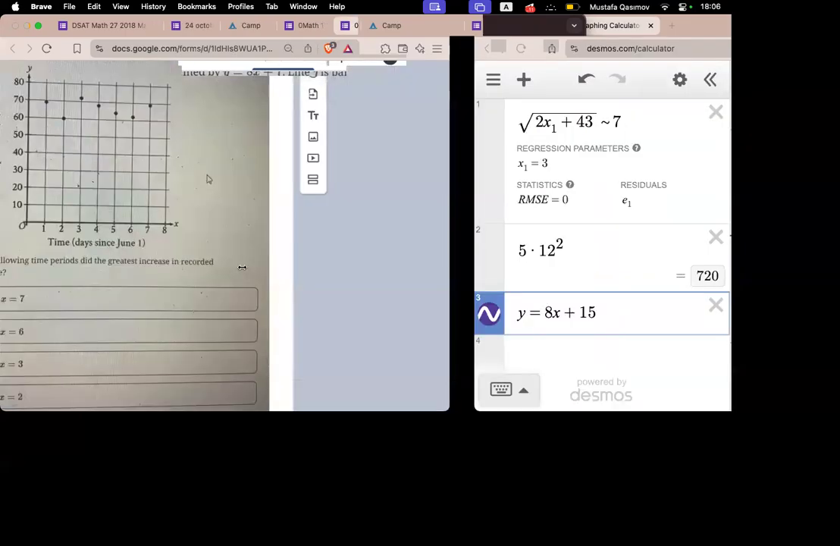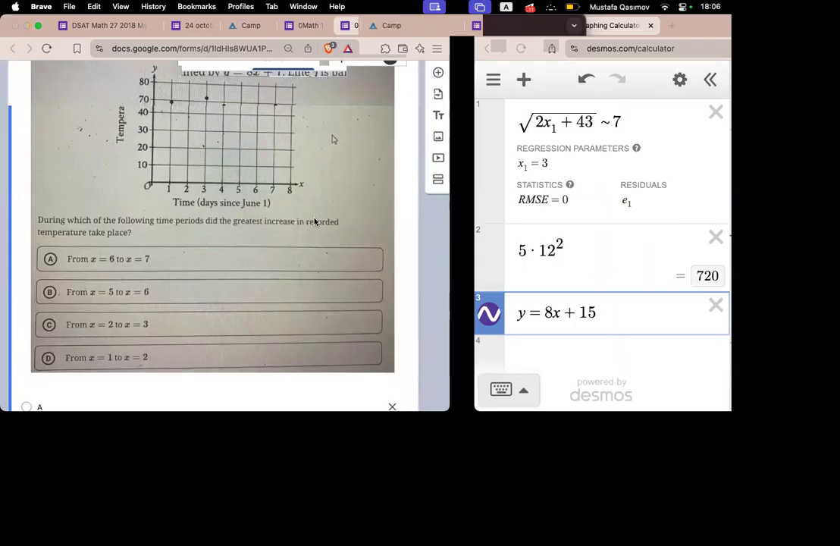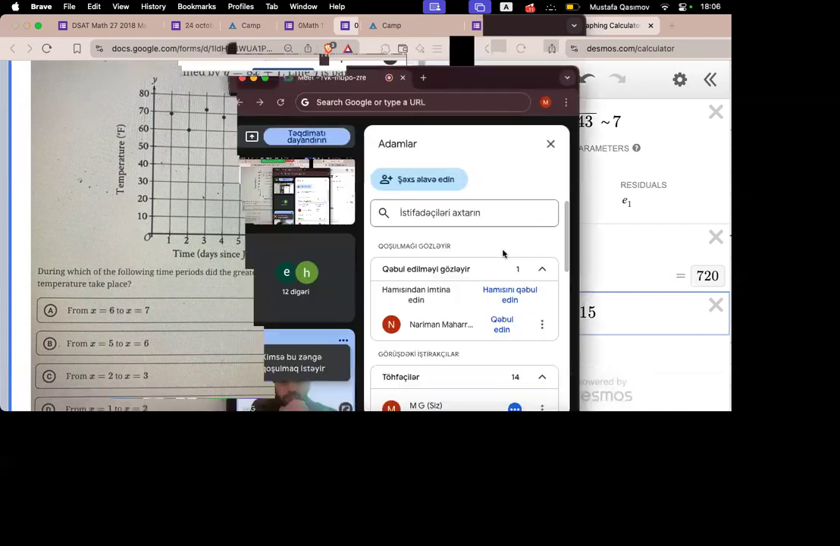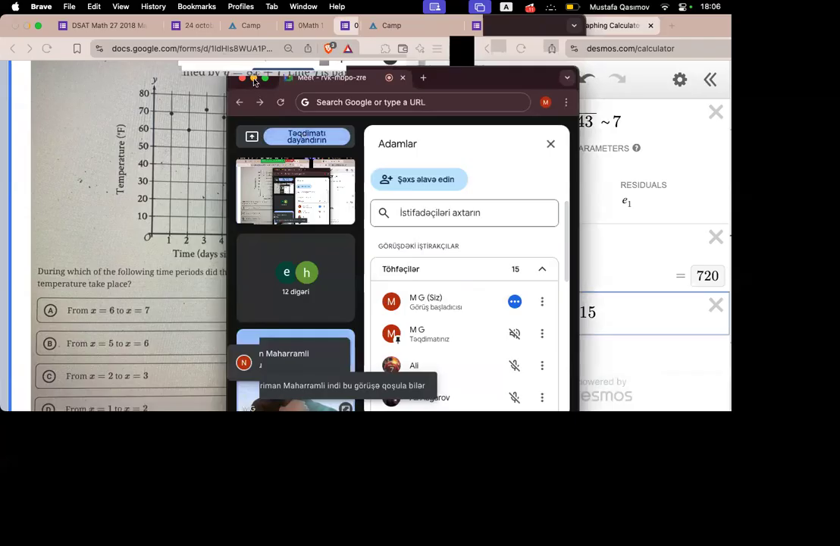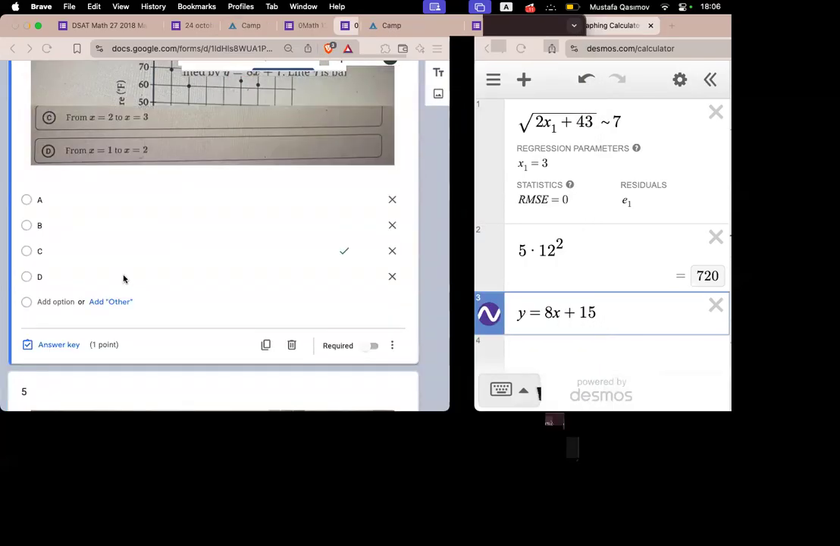Okay. It says, which of the following is the greatest increase? For the greatest increase, it is from 2 to 3. So 2 to 3, answer is C.